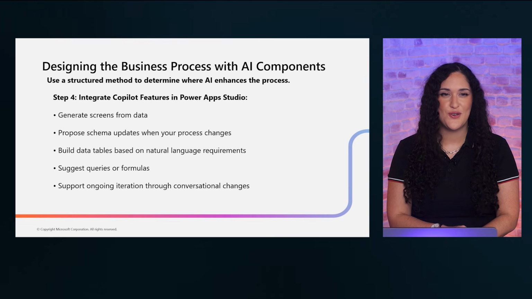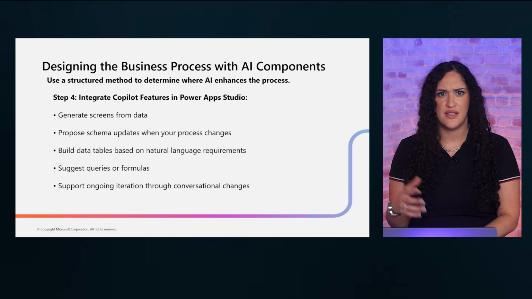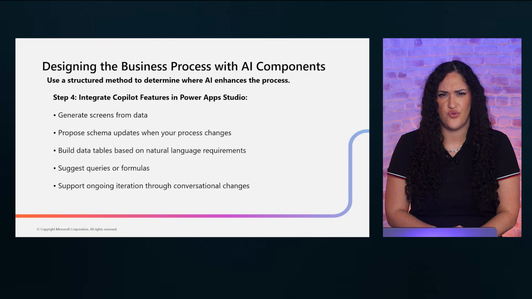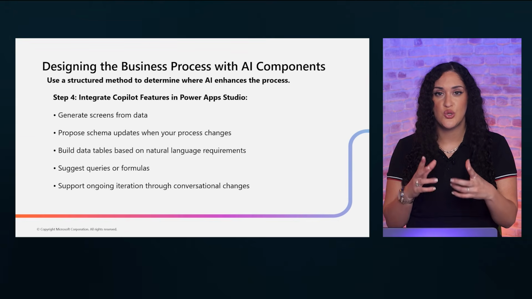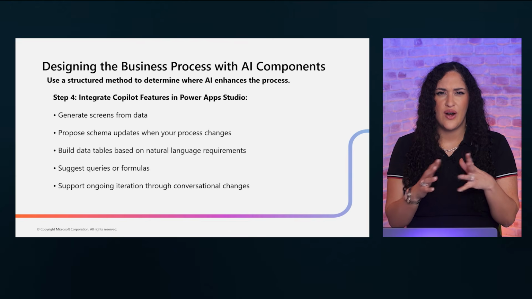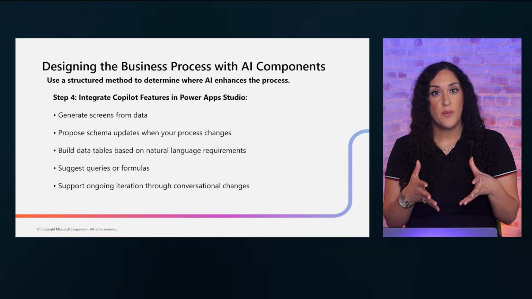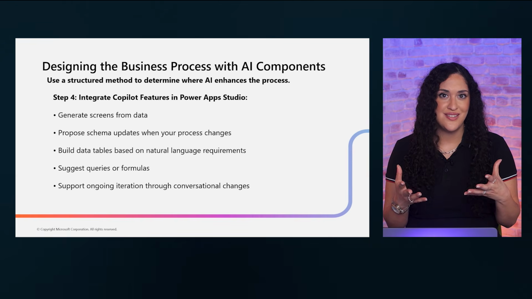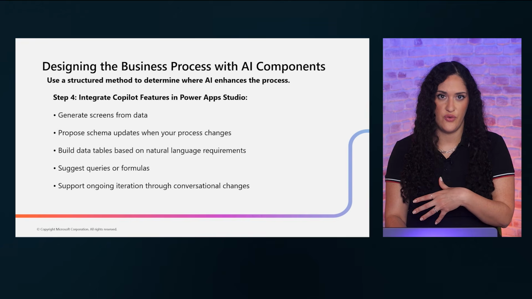Step 4 integrates Copilot features directly into Power Apps Studio. Generate screens from data, propose schema updates, build tables from descriptions, suggest formulas really easily, and support ongoing refinements. The best practice here is to design your solution architecture to accommodate iterative improvements, rather than treating initial deployment as the final state. Copilot integration is not a one-time event. It supports continuous enhancement as your business needs evolve.